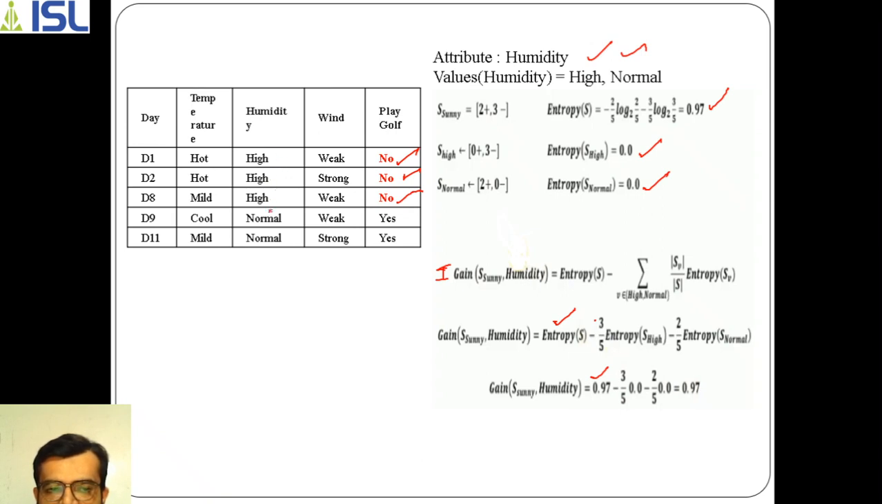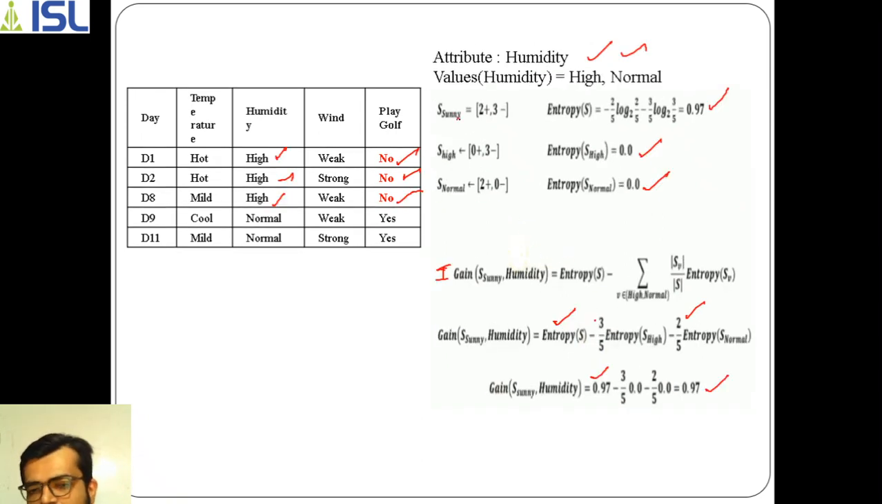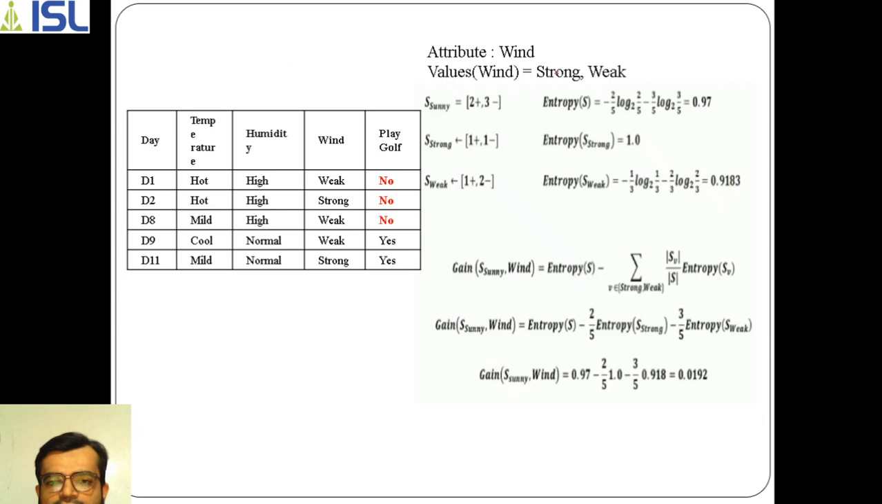Among 5 values, how many values are there totally? 5 values are there. Among 5 values, how many times is high coming? 3 times. And normal, how many times? 2 times. So for normal it is 2 by 5. The same thing we are substituting, and you are getting the value as 0.97. So for humidity we got the value as 0.97.